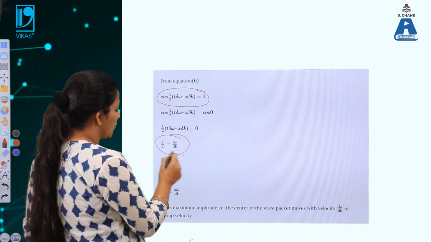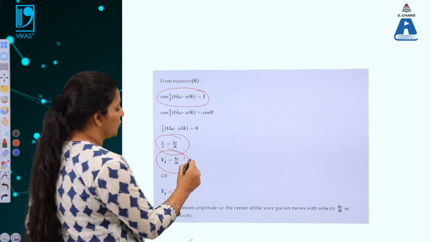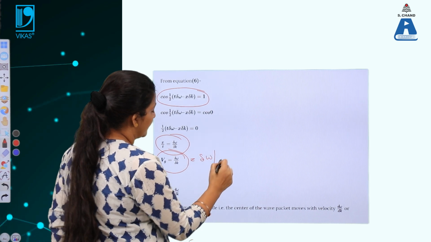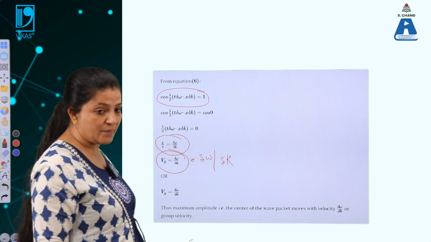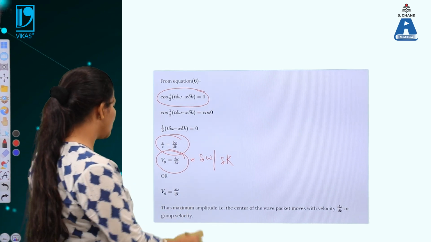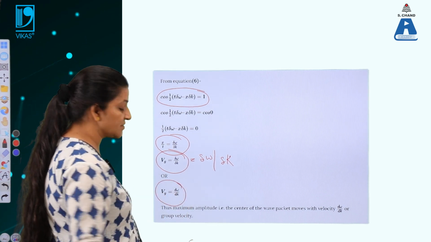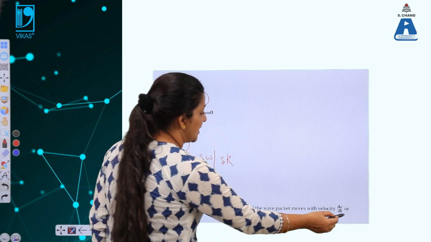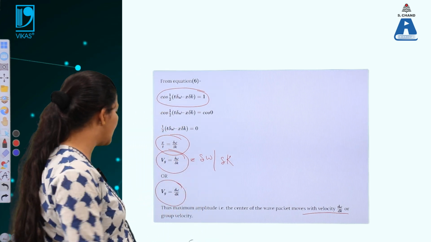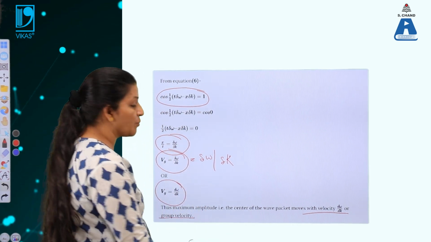So now group velocity is equal to delta omega by delta k. So this is the expression for the group velocity. That means group velocity is equal to d omega by dk. Thus the maximum amplitude, that is the center of the wave packet, moves with d omega by dk, and that is known as group velocity.